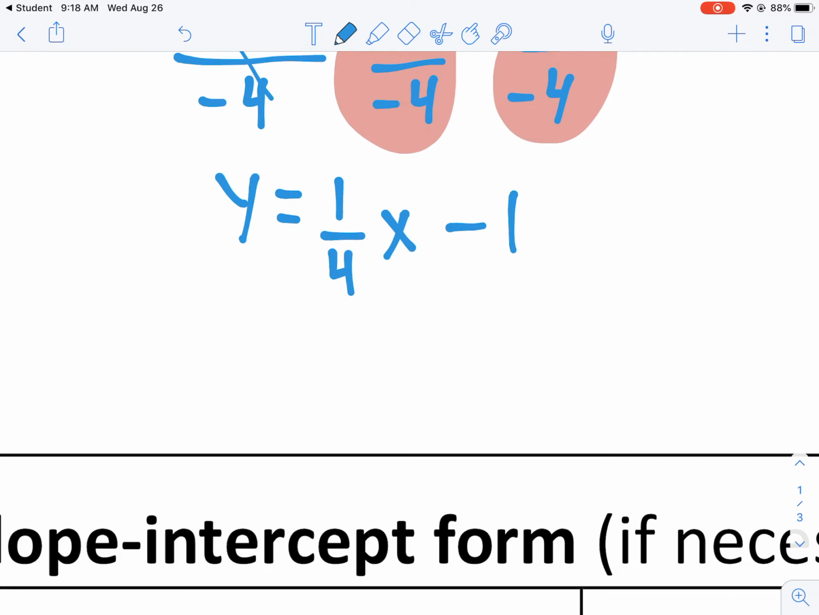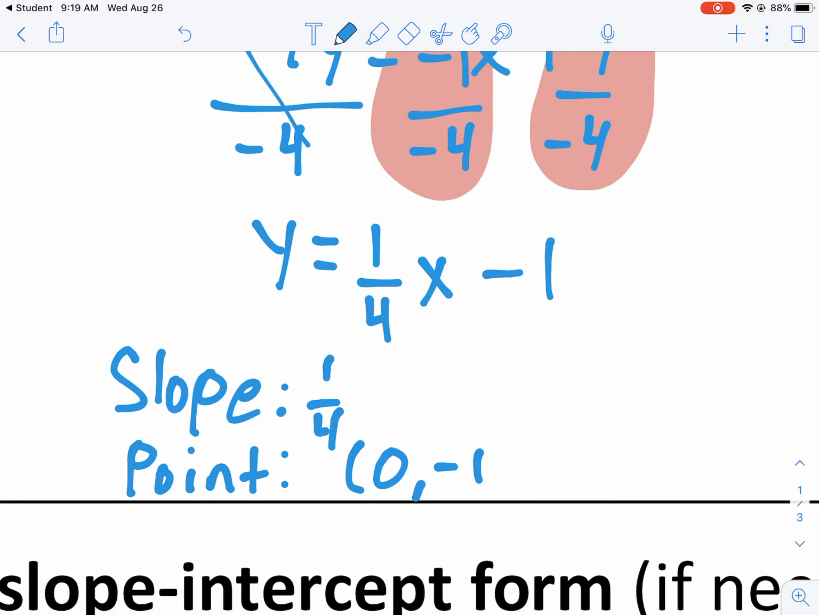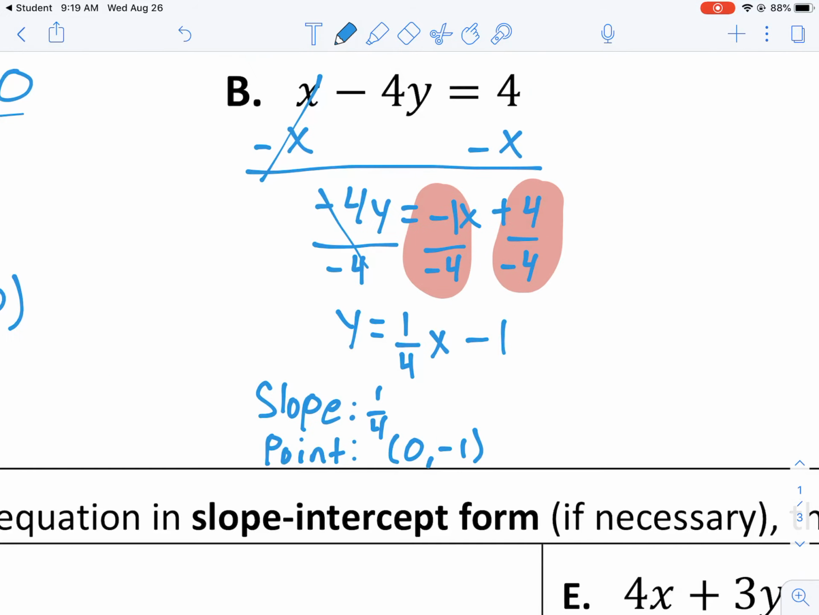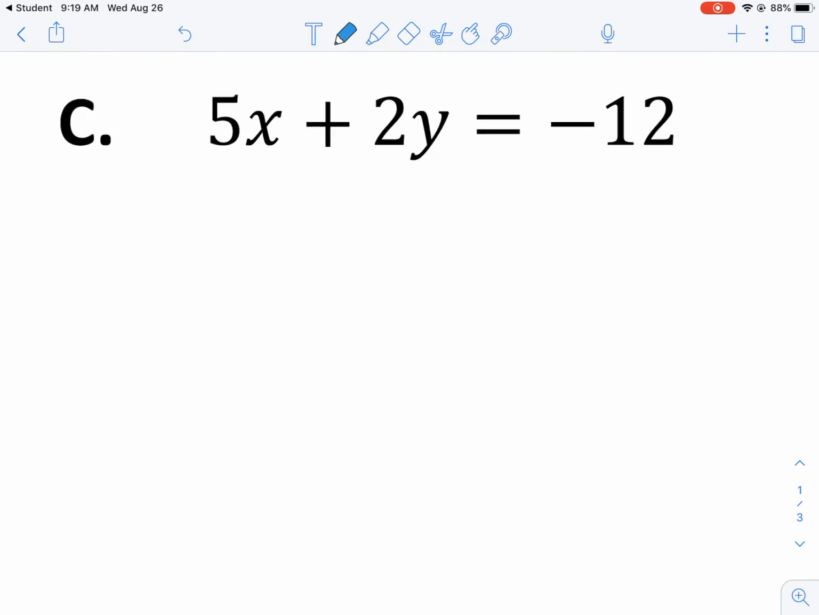So we can answer our question now. Our slope is 1/4. Our point is our y-intercept, which is -1, so that's (0, -1). All right, it's always going to be those same 2 steps. Now, maybe you might not need to do one of the steps if, for example, y doesn't have a b value, but other than that, it's a maximum of 2 steps.